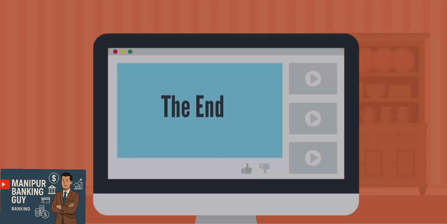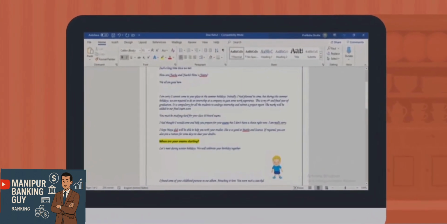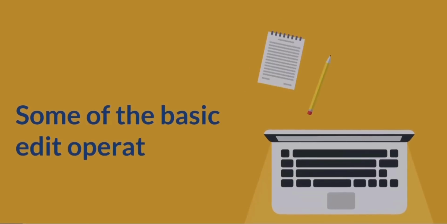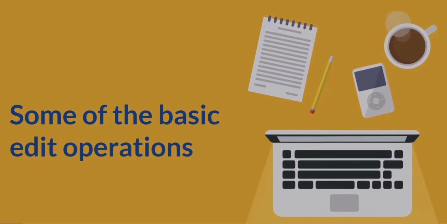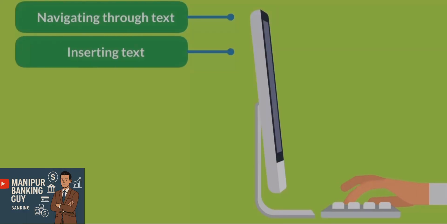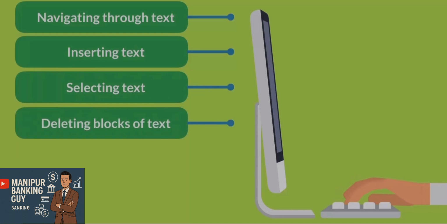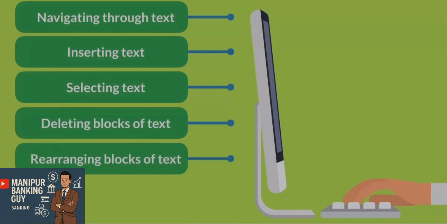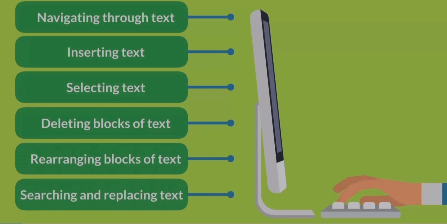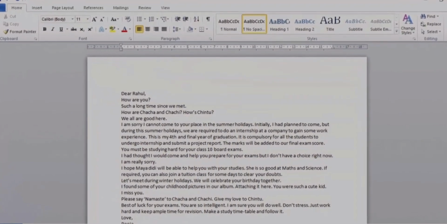At the end of this video, you will be able to edit text in a document. Some of the basic edit operations that can be performed on a Word document are navigating through text, inserting text, selecting text, deleting blocks of text, rearranging blocks of text, searching and replacing text. Let us take the text of the letter we typed in our last session and edit it.